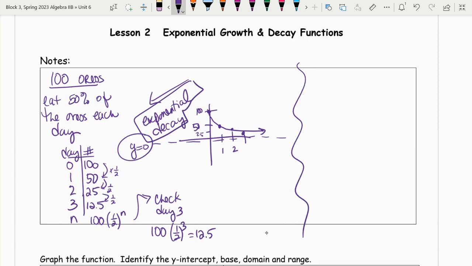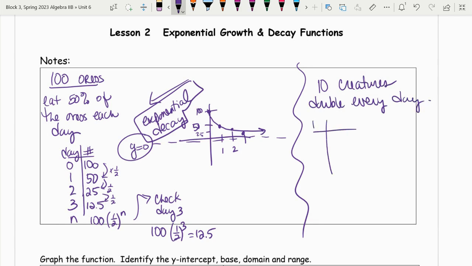So what is exponential growth? Now let's start with 100. Oh, that would be a lot. Let's start with 10 creatures, and they double every day.